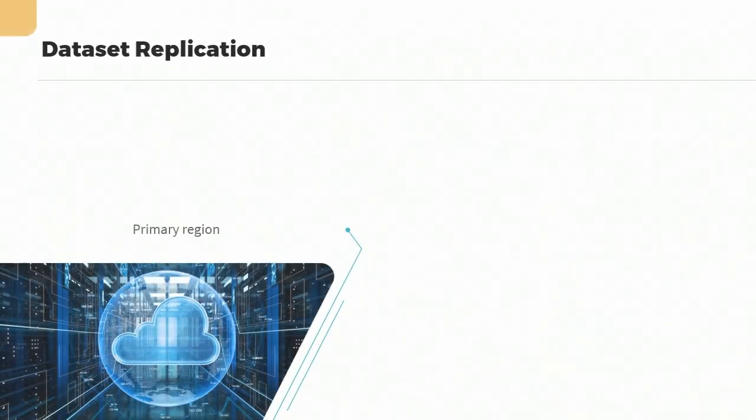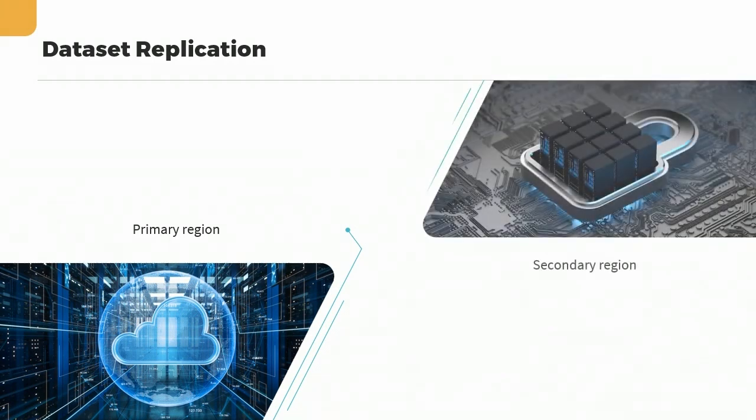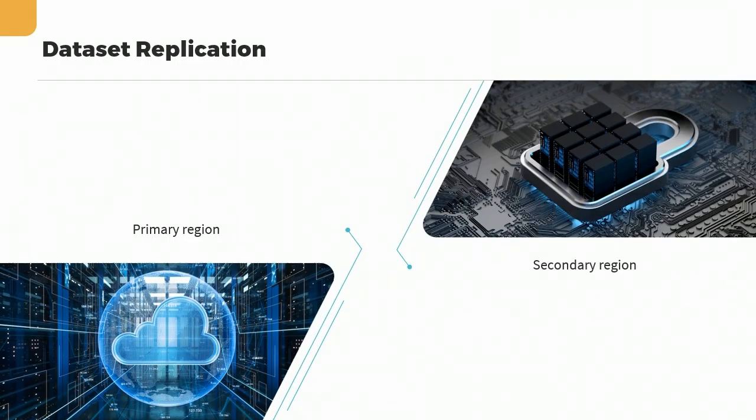Now, data set replication has what's known as a primary region. This is when I first create a data set. BigQuery is going to place the data set in this primary region to start. And then there's the secondary region. So when I add a dataset replica, BigQuery will place the replica in this secondary region. Now, the replica in the primary region is a primary replica. And the secondary region is what's known as the secondary replica.